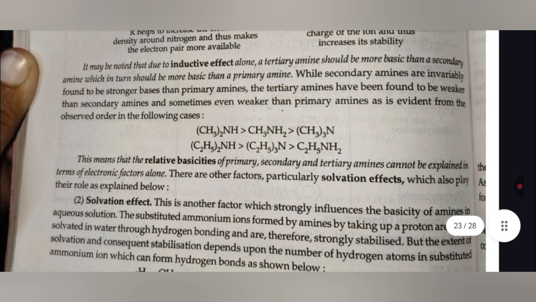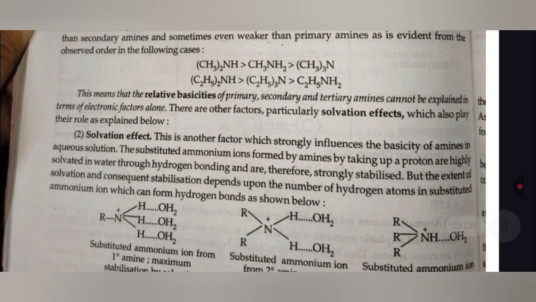It may be noted that due to the inductive effect alone, a tertiary amine should be more basic than a secondary amine, which in turn is more basic than a primary amine. However, secondary amines are invariably found to be stronger bases than primary amines. Tertiary amines have been found to be weaker than secondary amines and sometimes even weaker than primary amines, as is evident from the observed order in the following cases: (CH3)2NH, CH3NH2, (CH3)3N; (C2H5)2NH, (C2H5)3N, C2H5NH2. This means that the relative basicities of primary, secondary, and tertiary amines cannot be explained in terms of electronic factors alone. There are other factors, particularly the solvation effect, which also play their role, as explained below.